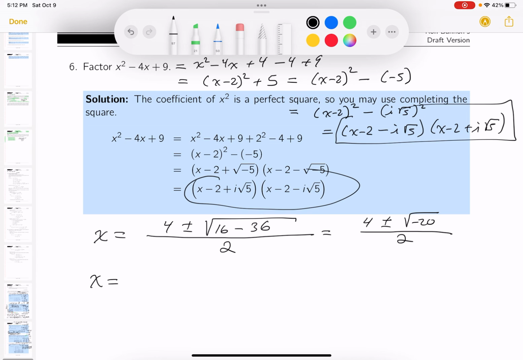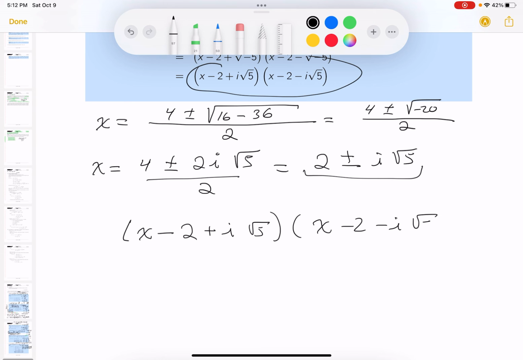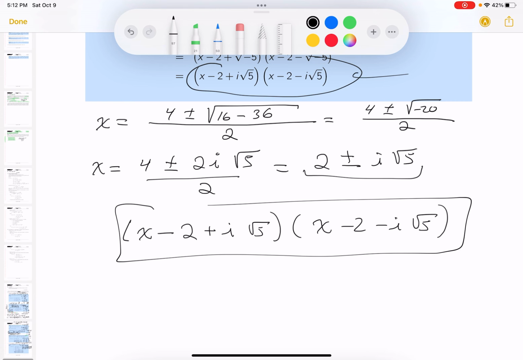Over 2, x equals 4 plus or minus, well, that's going to be 4i. I'm sorry, the root of 4 is 2, so 2i root 5 over 2. Divide through by 2, you get 2 plus or minus i root 5. Let's write it down. It's going to be x minus 2 plus i root 5. The other one's going to be x minus 2 minus i root 5. We get the same result.